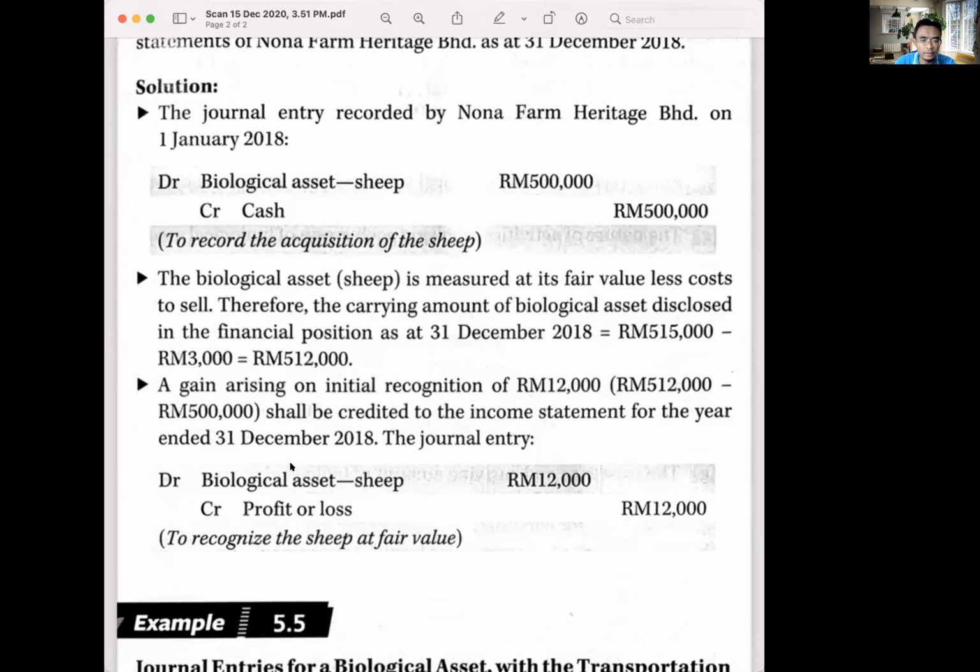So there is a gain arising on the initial recognition of 12,000 ringgit, the fair value gain. This will go to the income statement, 12,000 ringgit. And the biological asset has been increased by 12,000 ringgit.